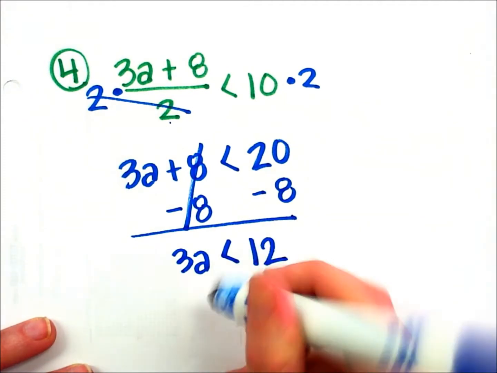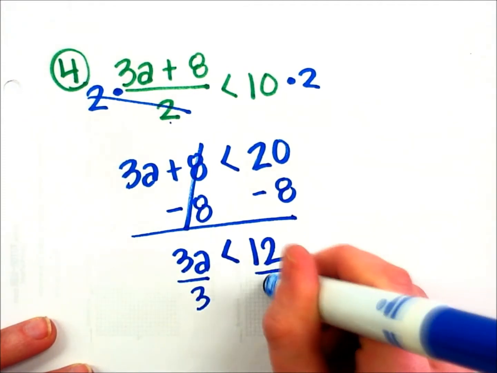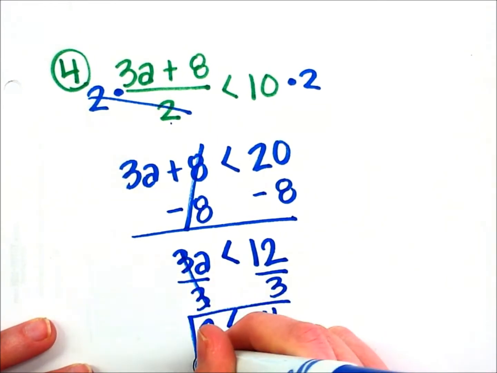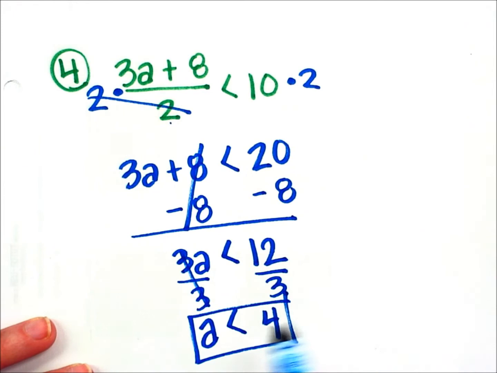And now to figure out what a is, I have to divide by 3 on each side. Notice that the inequality symbol does not flip around here because I'm dividing both sides by a positive number. The only time the inequality symbol flips around is if you're multiplying or dividing both sides by a negative.